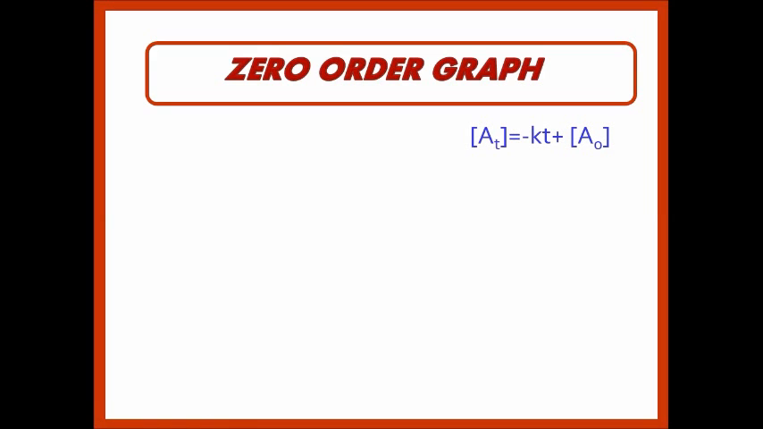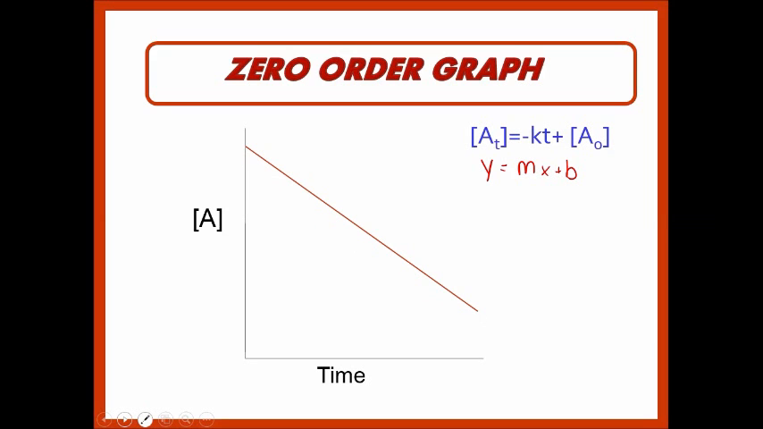And so if we recall that this is actually going to be analogous to y equals mx plus b, we can plot time on the x-axis, the concentration of the reactant at that time on the y-axis, and ultimately end up with a line that has a negative slope. And remember, the slope of the line is analogous to the negative rate constant, and so that's why the slope of this line is negative. And here at the y-intercept of the line, we have the initial concentration of the reactant when the reaction started.